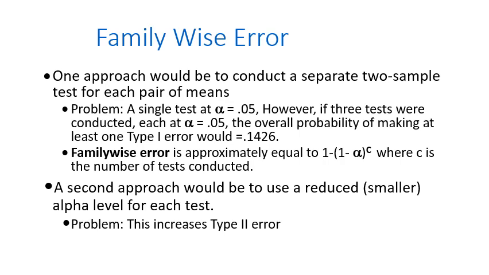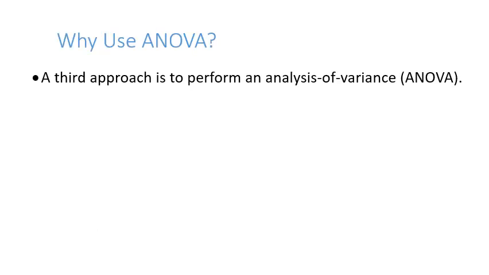But what if you're making, like I said, 20 comparisons, 100 comparisons? At that point in time, yeah, you might reduce your alpha to 0.001 and you're controlling type 1 error, but you're pretty much guaranteeing that you're going to get type 2 error by doing that. So instead, the third approach is to perform an Anova.